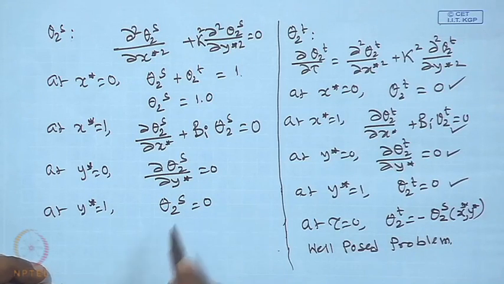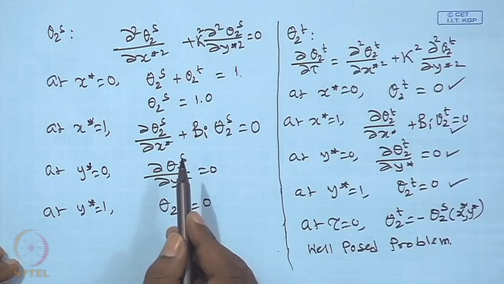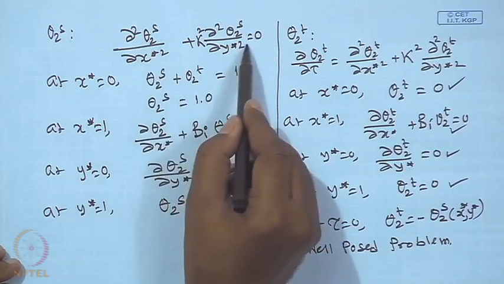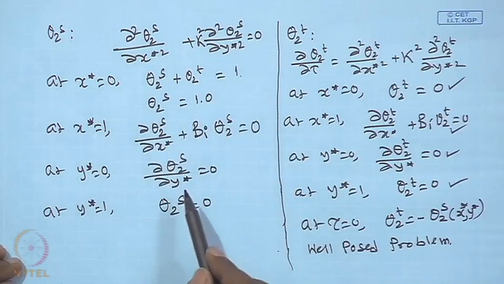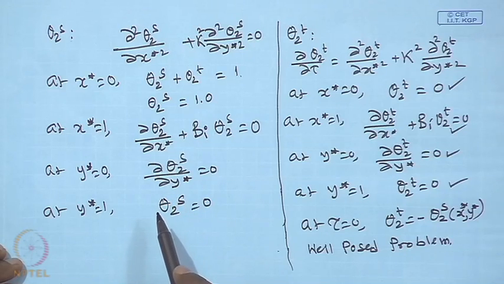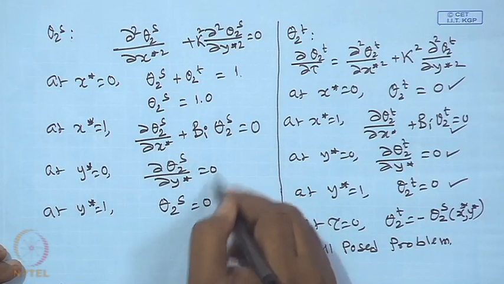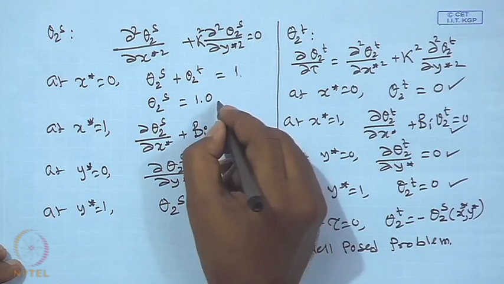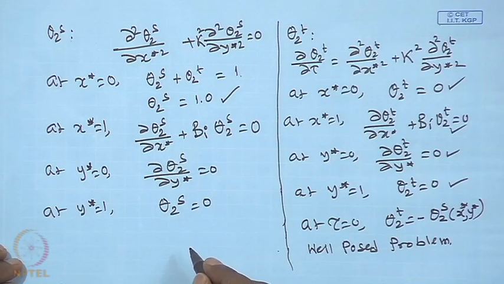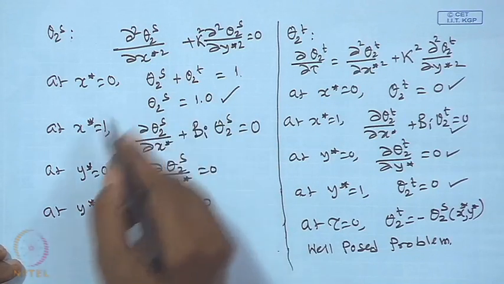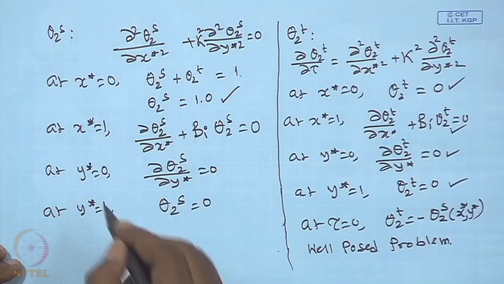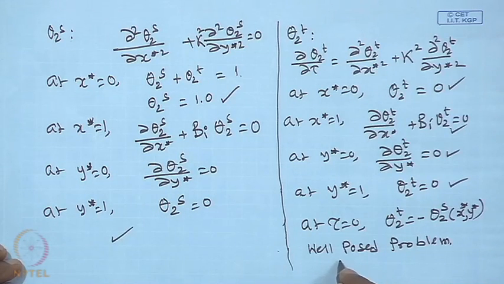Now, let us come back to the steady state problem. In the steady state problem, this is an elliptical partial differential equation. We have not seen till now how to solve the elliptical partial differential equation. We will see shortly after a couple of classes maybe. Then all these 3 boundary conditions are homogeneous, but one boundary condition is non-homogeneous. We will be able to solve this problem completely. So, that problem is solvable. This is a well posed problem.